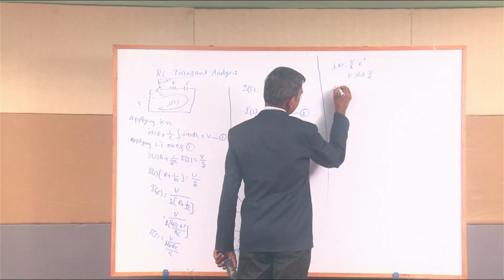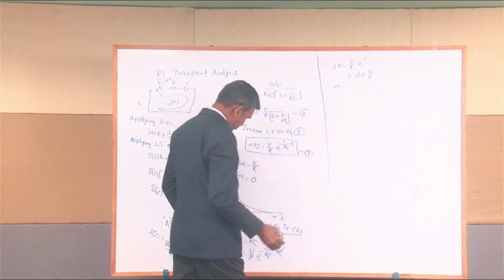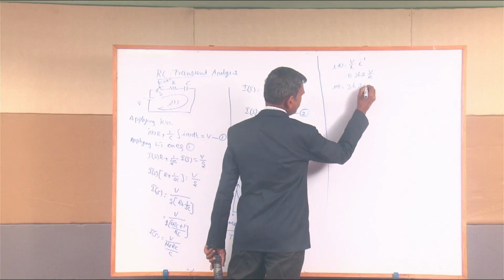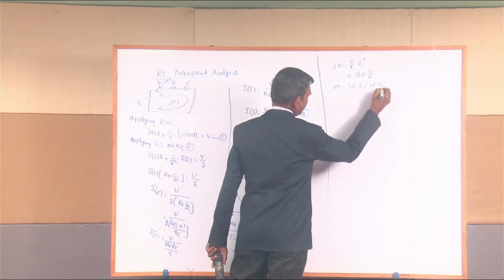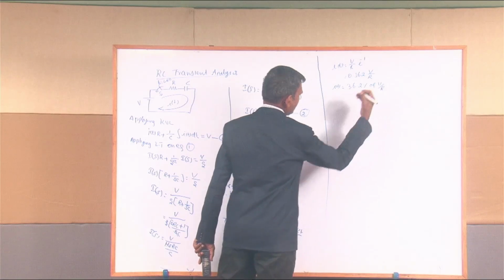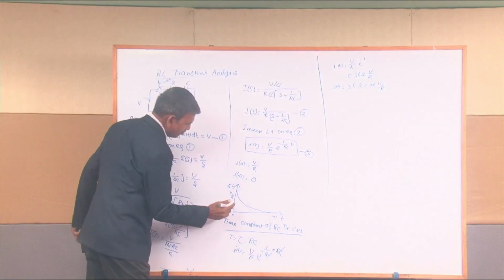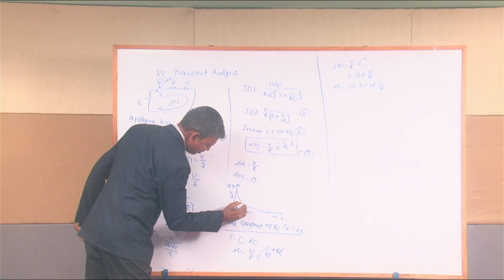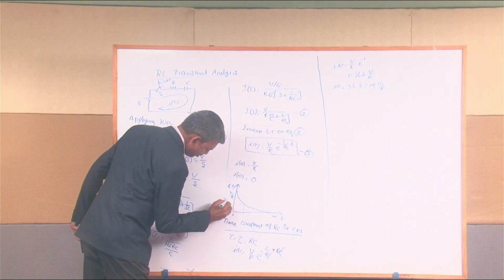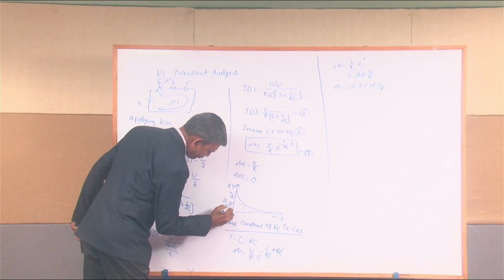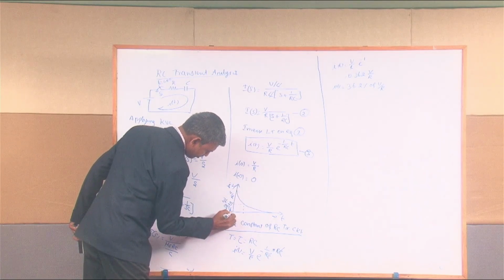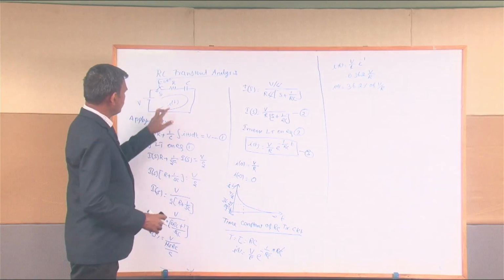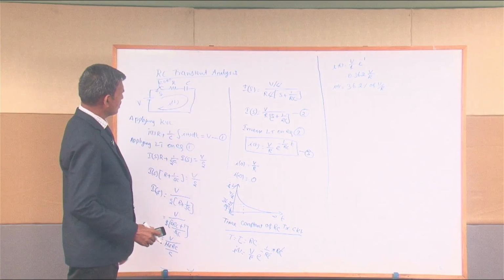So, it will reach the final value from the initial value, 36.2% of V by R. We mark this point on the response. Okay. Next, we are going to find the voltage across the resistor and the voltage across the capacitor.